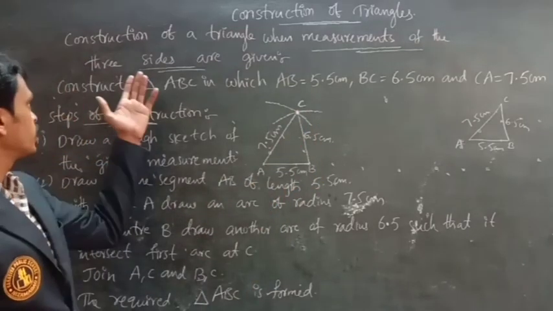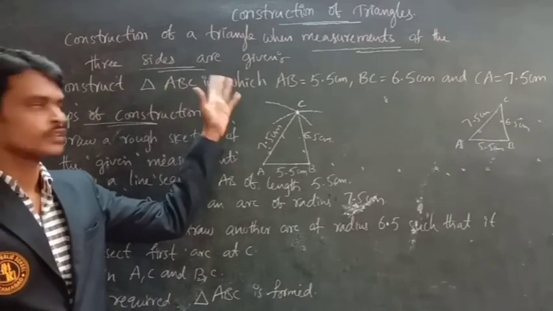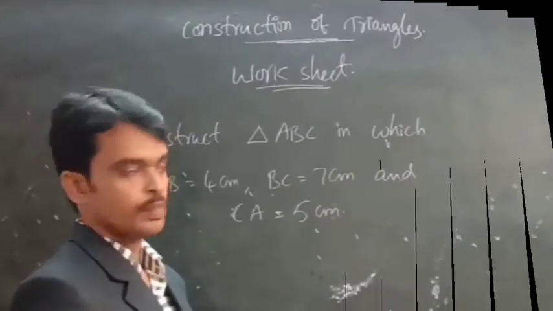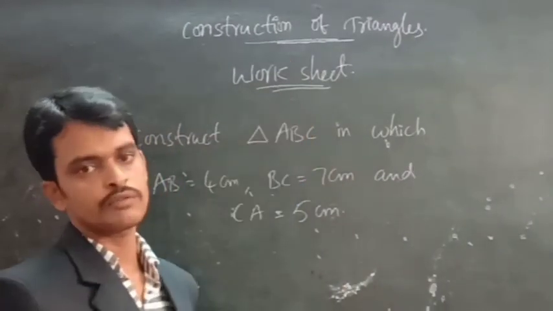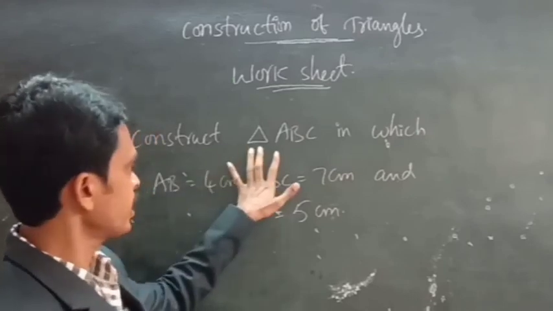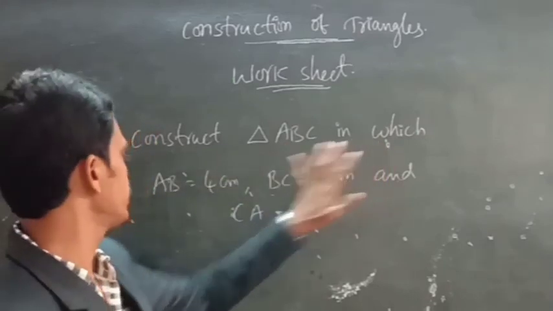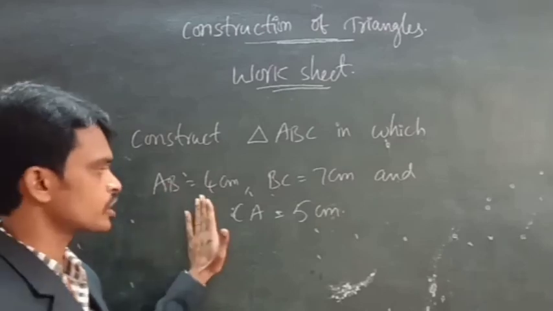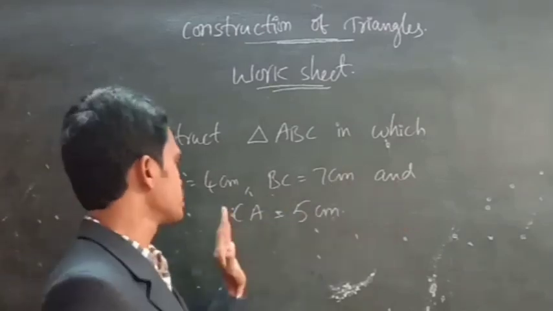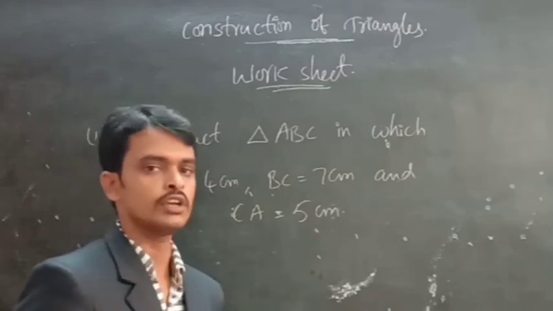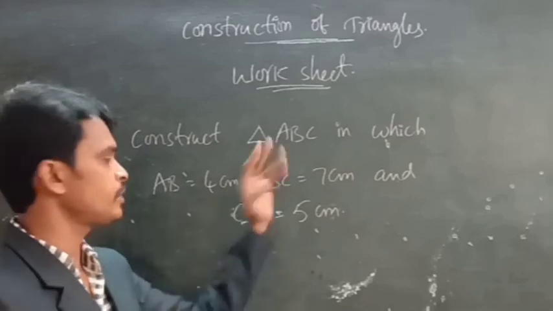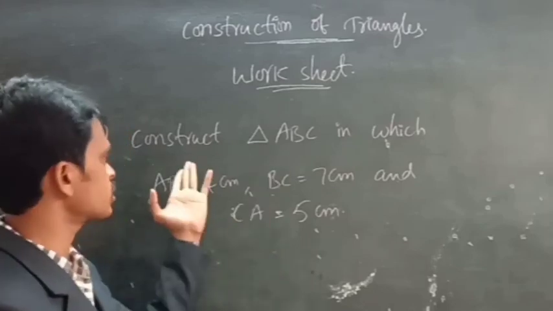So if they give three sides of a triangle, in this way we construct the triangle. Here, worksheet on construction of triangles. Construct a triangle ABC in which AB is equal to 4 centimeters, BC is equal to 7 centimeters and CA is equal to 5 centimeters. With the given three sides of triangle ABC, they ask us to construct the triangle.